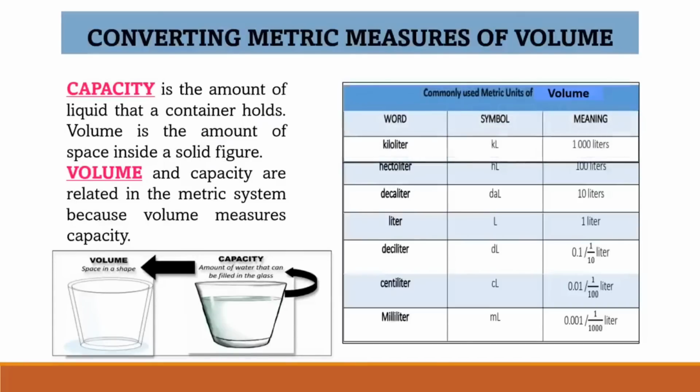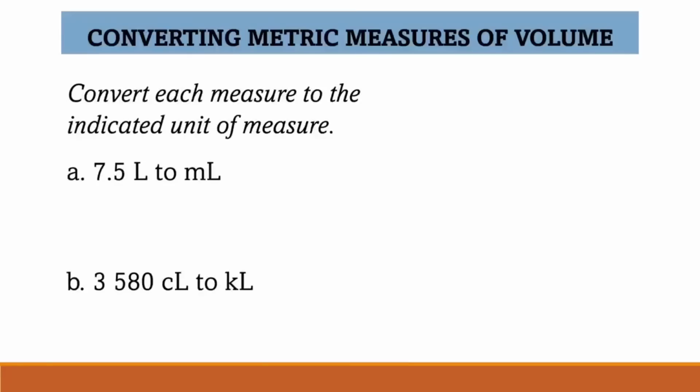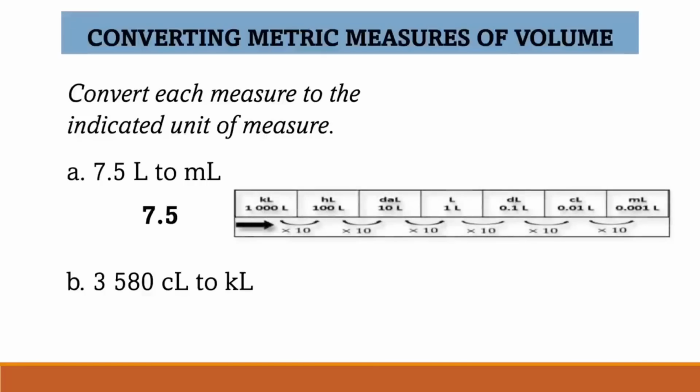And here are the commonly used metric units of volume. Our base unit is liter, and we have the same prefixes from kilo until milli. Here are some examples on how to convert metric measures of volume. When we convert 7.5 liters to milliliters, we write our given. After that, we count the number of places from liter to milliliter. So that is 1, 2, 3. 3 places to the right.